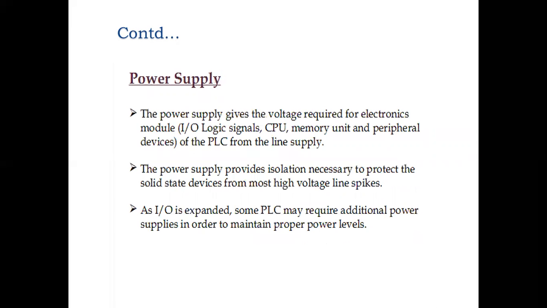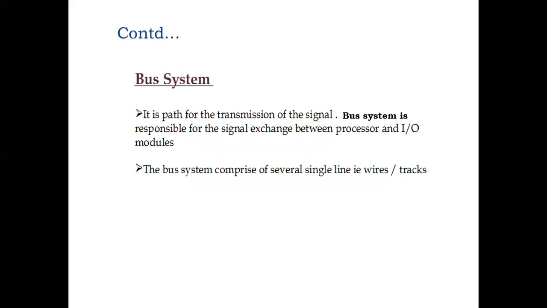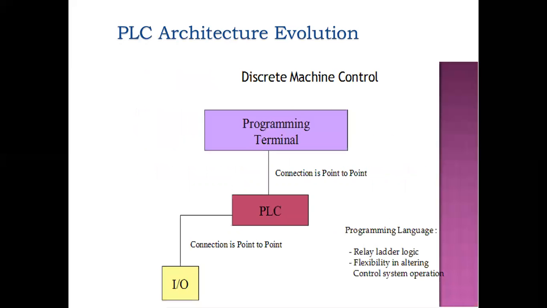The power supply gives the voltage required for the electronics modules. It provides the isolation necessary to protect the solid state devices from high voltage line spikes. When input output is expanded, some PLCs may require additional power supplies to maintain proper power levels. The bus system is the path for the transmission of signals. It is responsible for the signal exchange between the processor and the input module, and comprises several single lines like wires and tracks. This is the architecture: programming terminal, PLC, and input output.